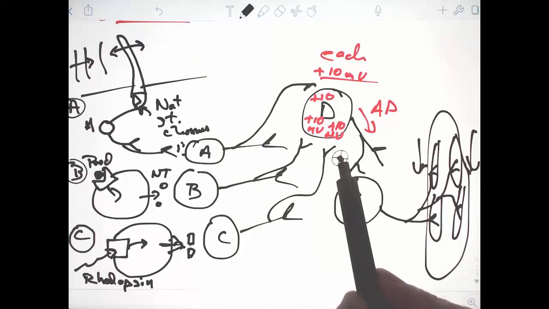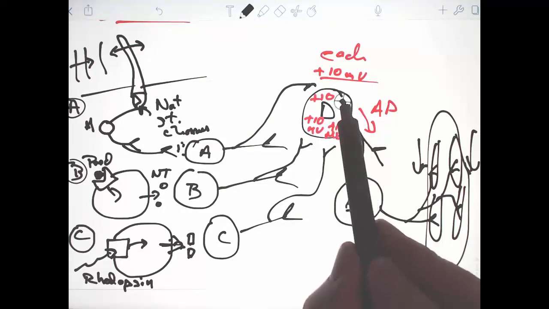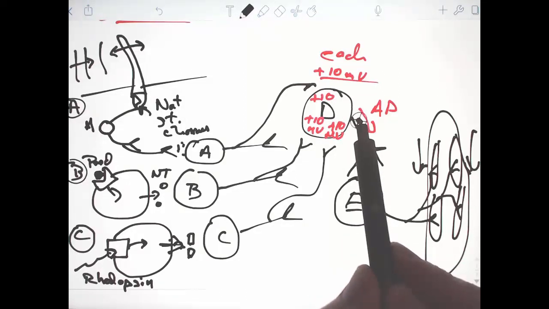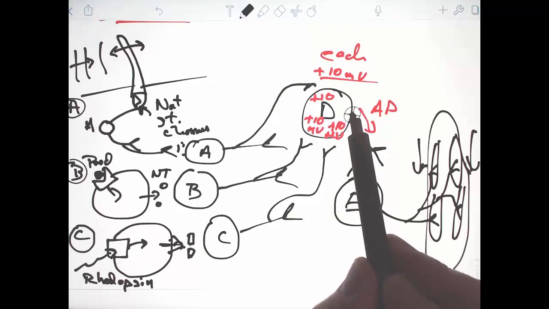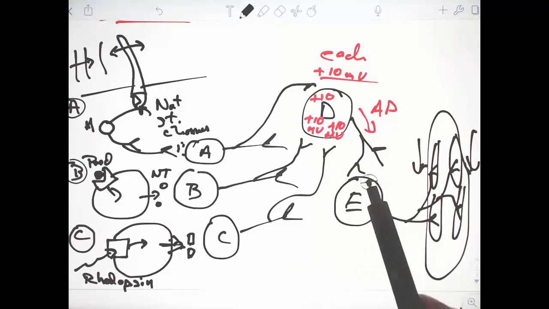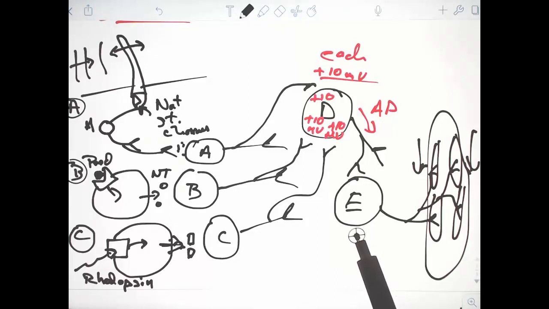These are integrated at the interneuron because each depolarizes that interneuron only by 10 millivolts, which add together to depolarization of 30 millivolts, taking the cell from -70 to -40, which will cause action potentials. That releases neurotransmitter at E, which produces action potentials that cause contraction of these muscle cells.